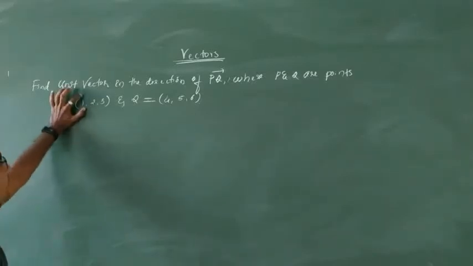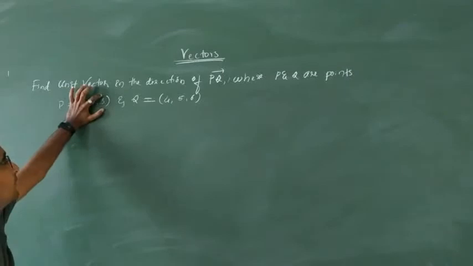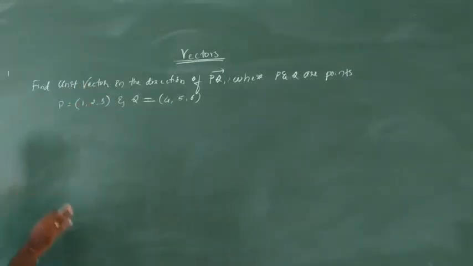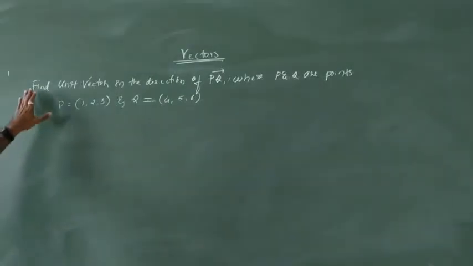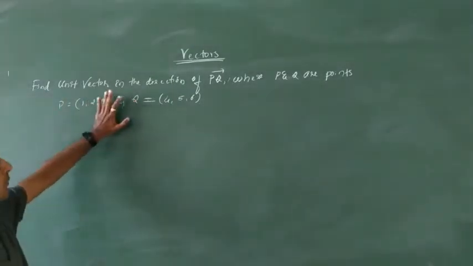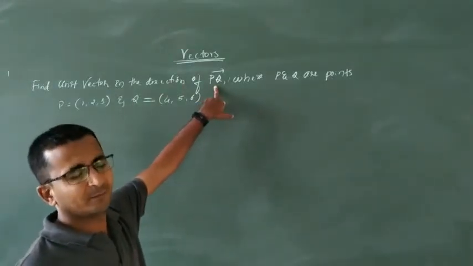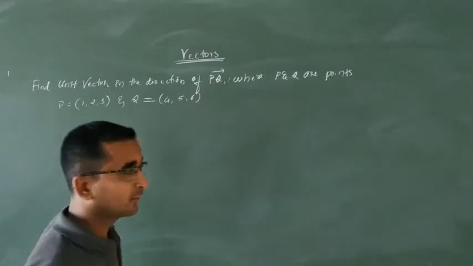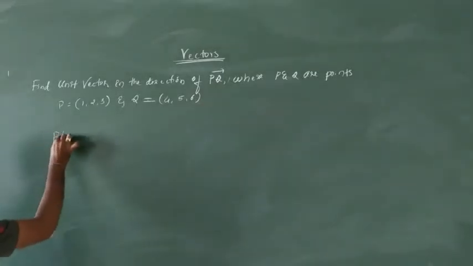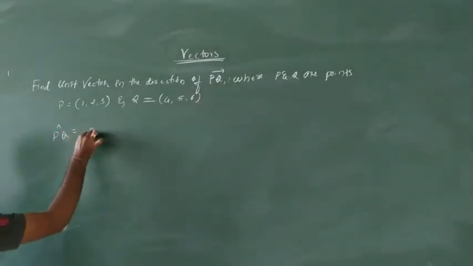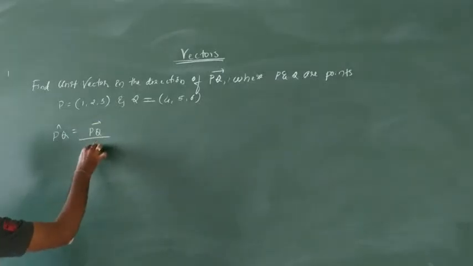Those are nothing but the lengths along the x axis, y axis, as well as the z axis. So whenever they mention this, don't get confused. Here they have asked us to find the unit vector in the direction of vector PQ. Already you know the formula: unit vector is equal to vector PQ divided by the modulus of vector PQ.